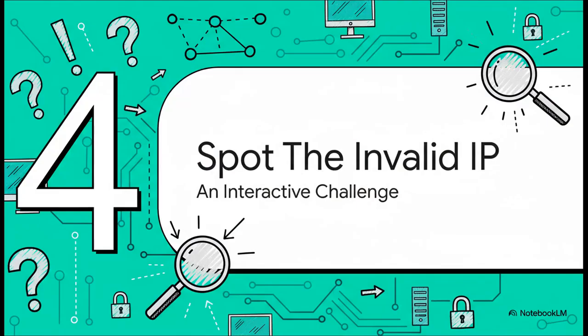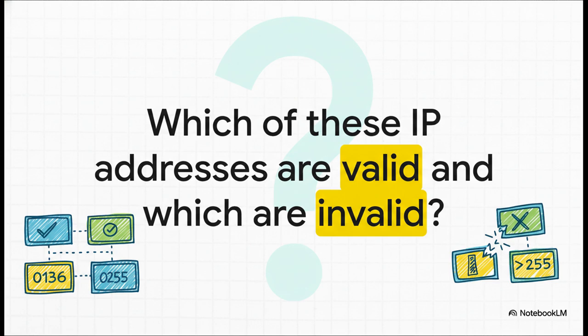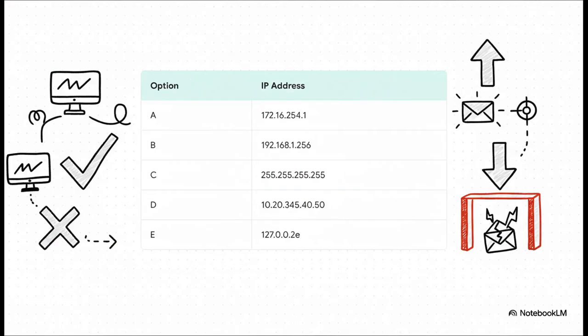All right, you've learned the rules, so I think it's time for a little pop quiz. Let's see if you can spot a fake. Get ready, take a close look, 'cause here they come. Okay, so here are 5 potential IP addresses. Now, based on the rules we just covered, 4 octets, numbers only between 0 and 255, which of these do you think are valid and which are totally impossible? Go ahead and pause here if you need a second to figure it out.